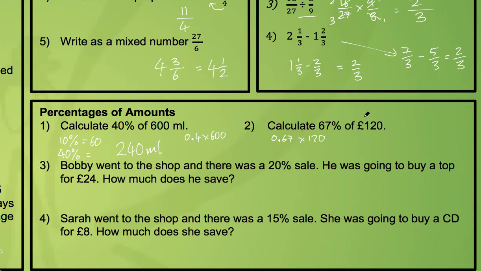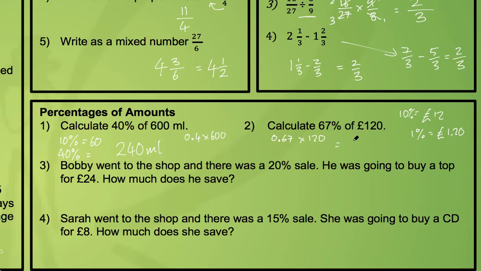We could do it without. We would find 10% is 12, times that by 6. 1% is £1.20, times that by 7 and add them together. It's possible, but I'm just going to make it quicker by doing it on a calculator.